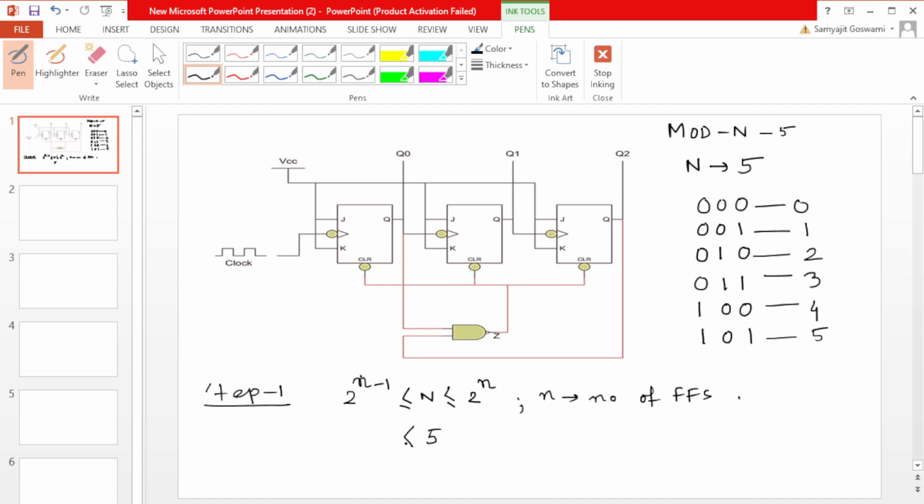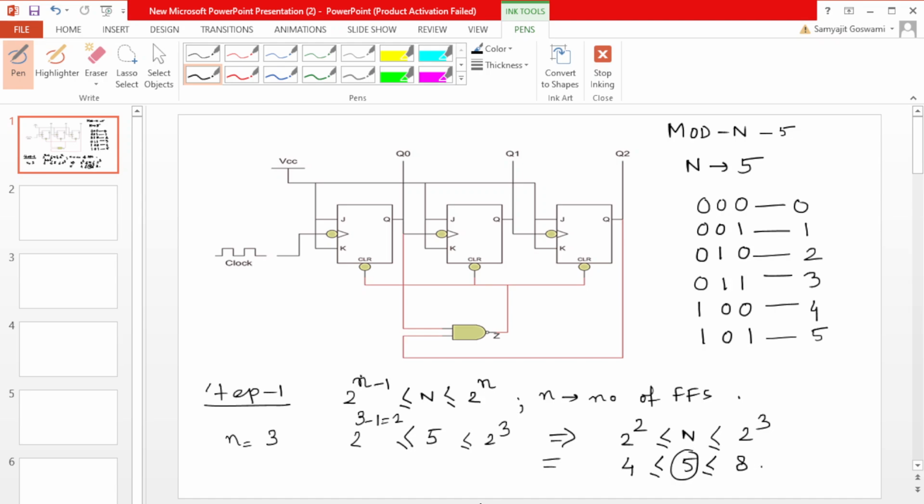Okay, so mod 5 counter. Here we are considering n equals 3. You have to consider it one by one. So I have given you the example of 3, that means 3 minus 1, which is actually 2. That means 2 to the power 2 less than n less than or equal to 2 to the power 3. So what will come here? That means 4 less than or equal to 5 less than or equal to 8.